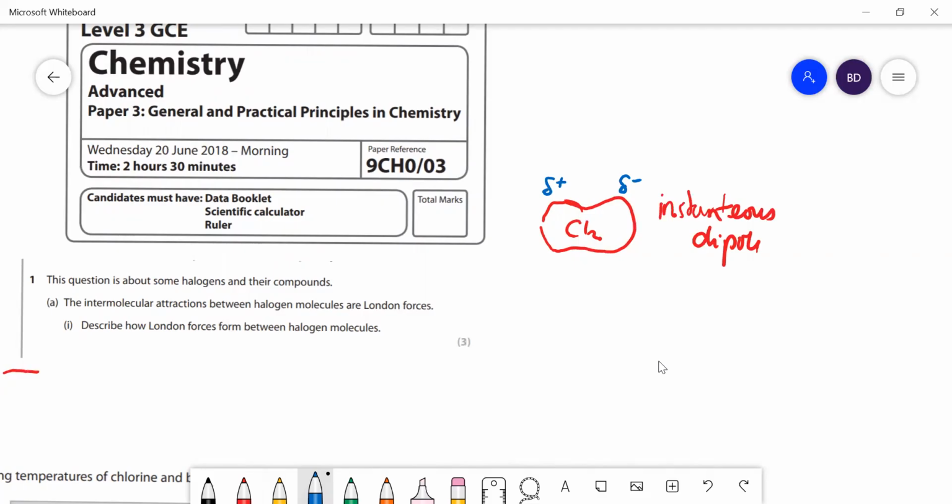What that would do, the instantaneous dipole then, to a neighboring chlorine molecule. Okay, so here, because it's delta negative here, that would induce a partial positive here, and it would make the negative charge cloud move away, so you get a partial negative charge there. So you would get an induced dipole. And the London force is the attraction between the instantaneous dipole and the induced dipole.